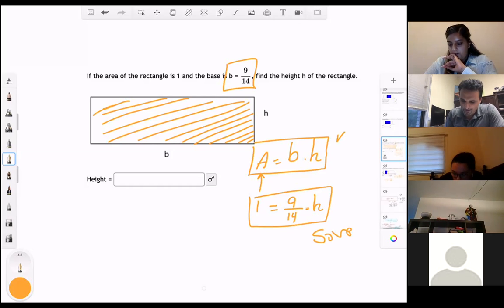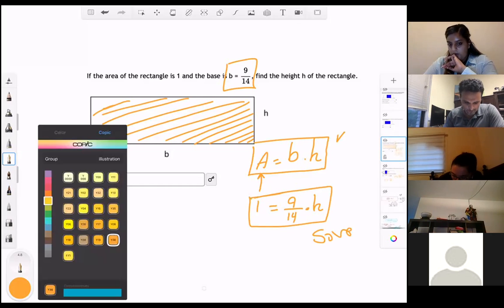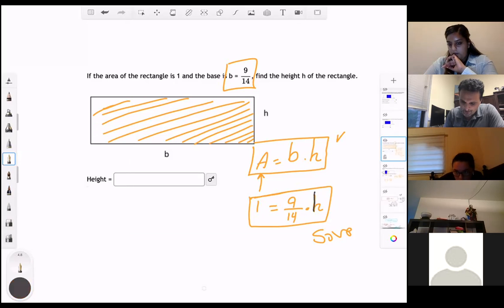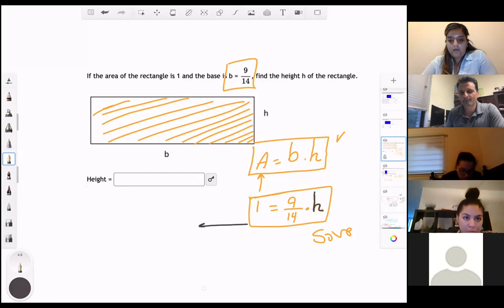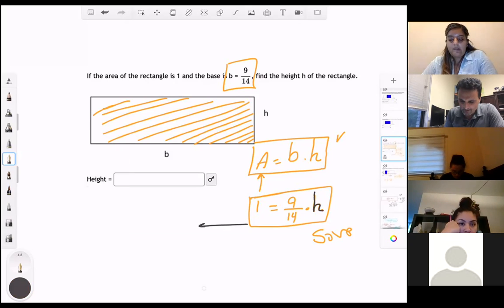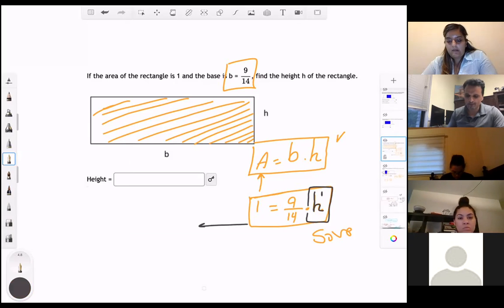How do we solve? We have one equation, one unknown, correct? So only h is unknown. We should be able to solve it. How do we solve it? It might take 1 minute or it might take 5 hours, but you should be able to solve this question. We're talking about the linear as a basic equation. In order to solve for h, we need to get rid of 9 over 14. So 9 over 14, how do I get rid of it?